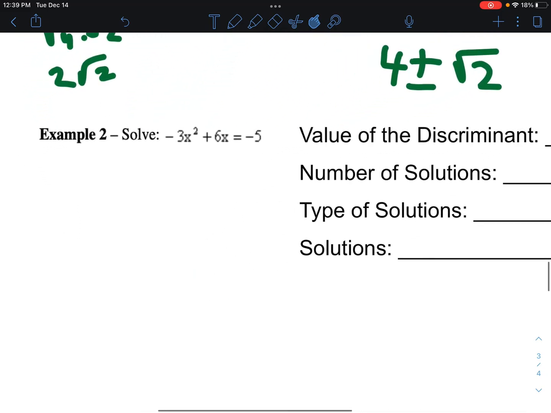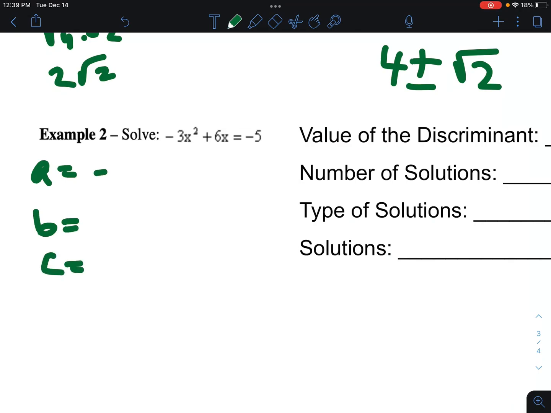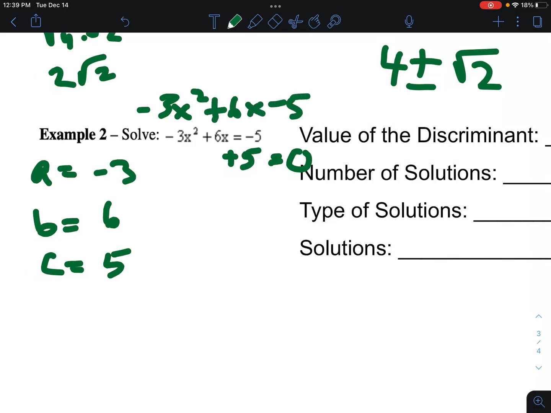All right. So here we go. Next question. We are going to find out the value of the discriminant first. So we got to find out A, B, and C. A is -3, B is 6, and C, ooh, that's not really a number yet. We want to add 5 to both sides. We want to get it in standard form first. So we want one side equal to 0, so that's going to be a +5. So make sure we get everything on one side before we start labeling A, B, and C. Sometimes I get ahead of myself. Okay.